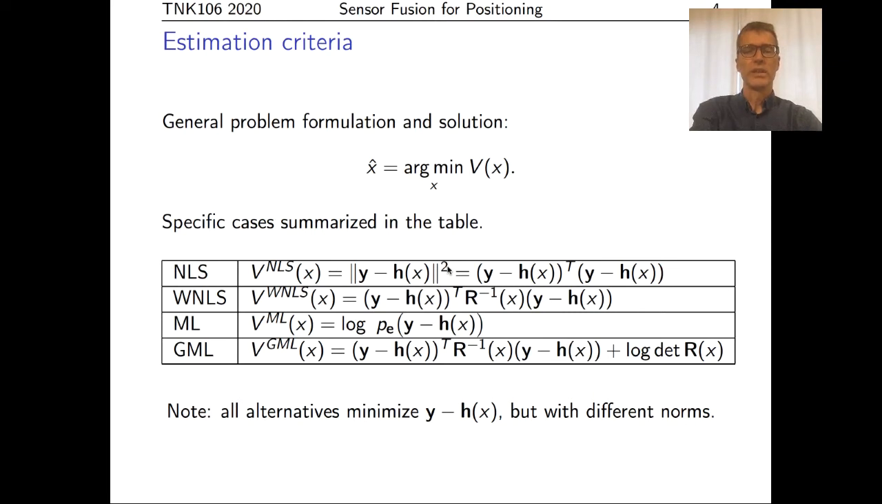There's a weighted variant as well, where we weigh the sum of squares with the inverse covariance matrix, and that takes care of the fact that some measurements might be better than others, so that they will get larger weight by this weighting here. And if we happen to know the noise distribution of the measurement noise in the sensor, then we can optimize the likelihood function instead. So p_e here is the distribution of the measurement noise, that is the deviation between y and the model.